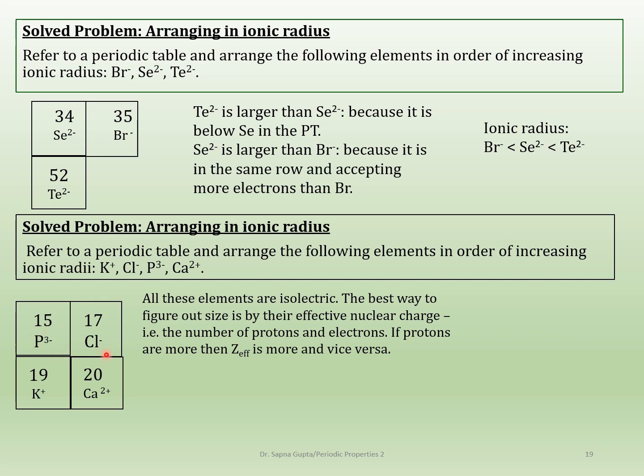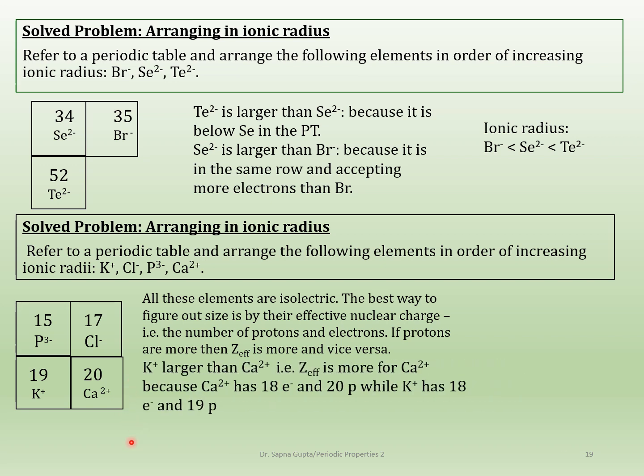So you can probably see where I'm going with this, right? Largest size, smallest size, because this one has given the most electrons, this has accepted the most electrons. That's kind of how I'm thinking about these 4 ions. So here's the explanation. K plus is larger than calcium 2 plus. That's because effective nuclear charge is more for calcium ion.